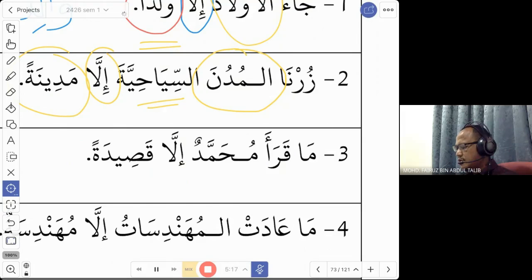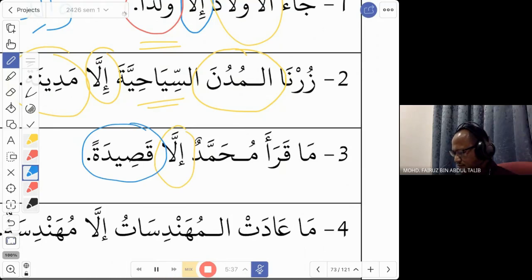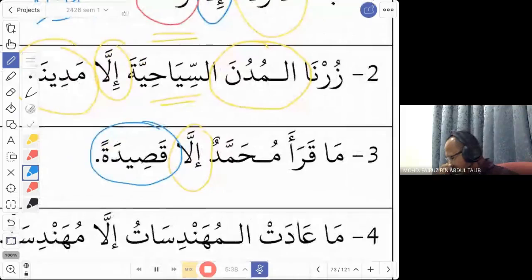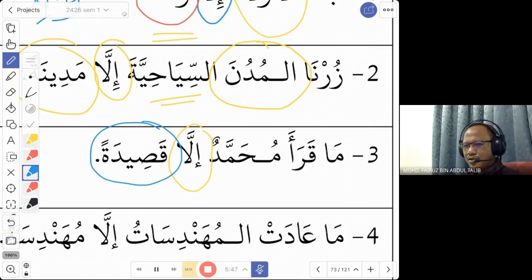So now, what is the adat? Adat is always illa. Where is the mustasna? Mustasna is after the word illa. Qasida. Qasida, yes. Where is the mustasna minhu? Do you have mustasna minhu in the jumlah? No, we don't have. No, you don't have mustasna minhu.